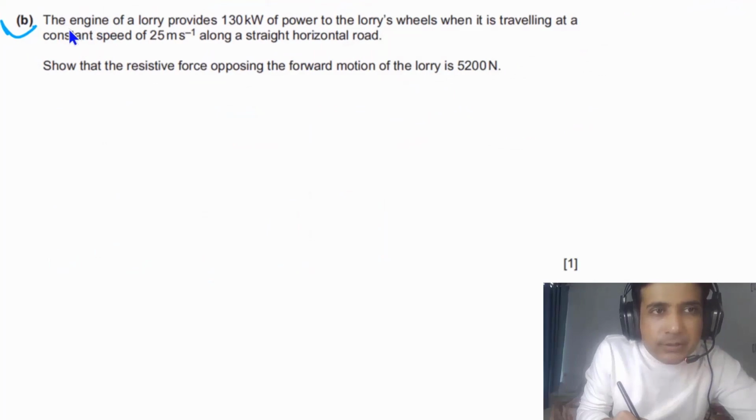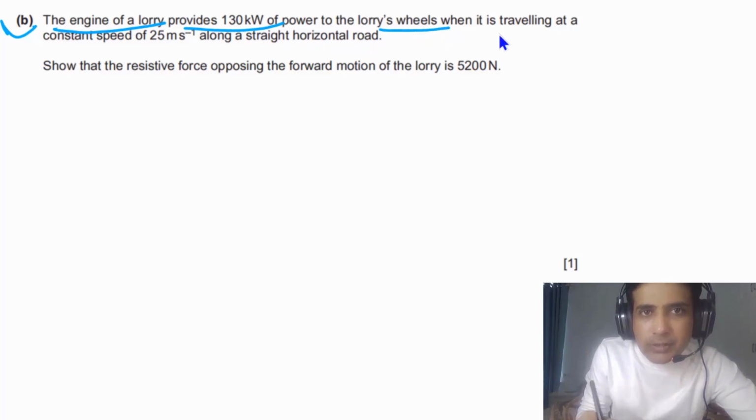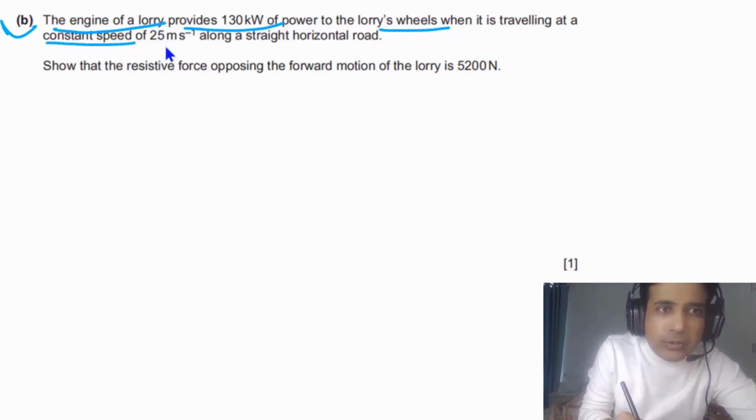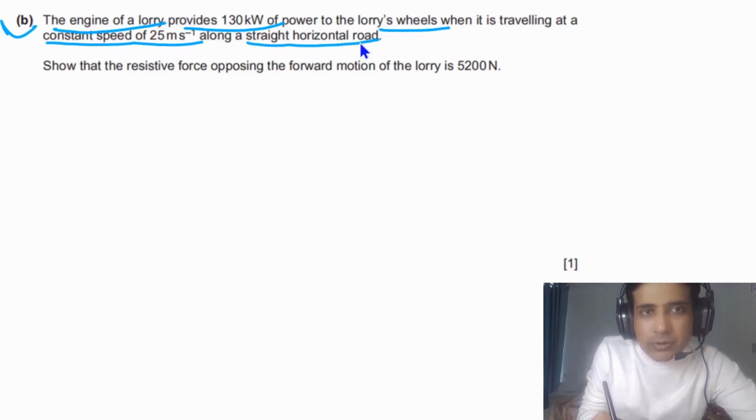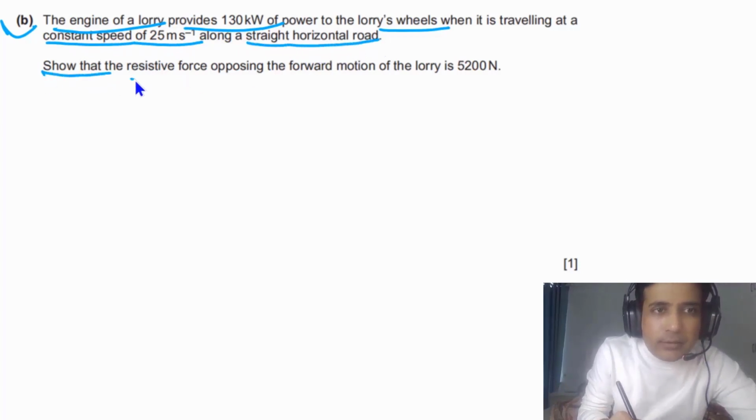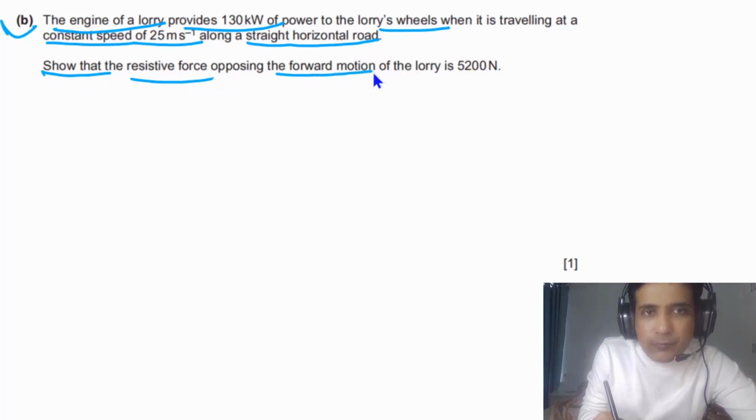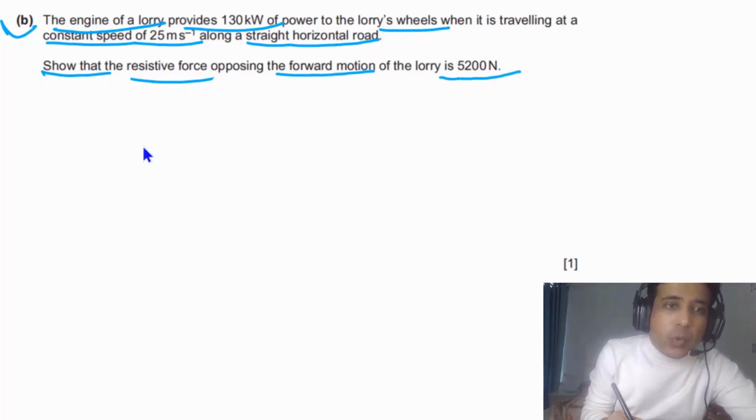For part B, it is given to us the engine of a lorry provides 130 kilowatts of power to the lorry's wheels when it is traveling at a constant speed of 25 meters per second along a straight horizontal road. We need to show that the resistive force opposing the forward motion of the lorry is 5,200 newtons. This question is quite straightforward one.